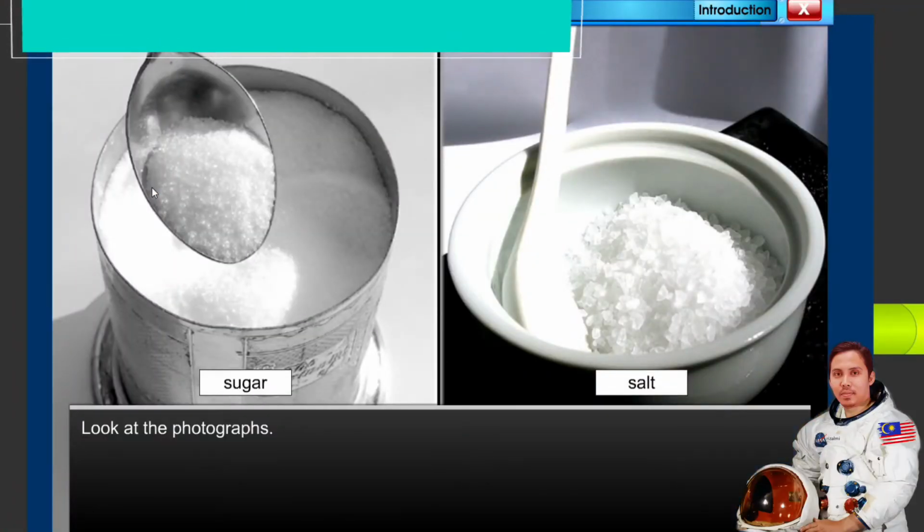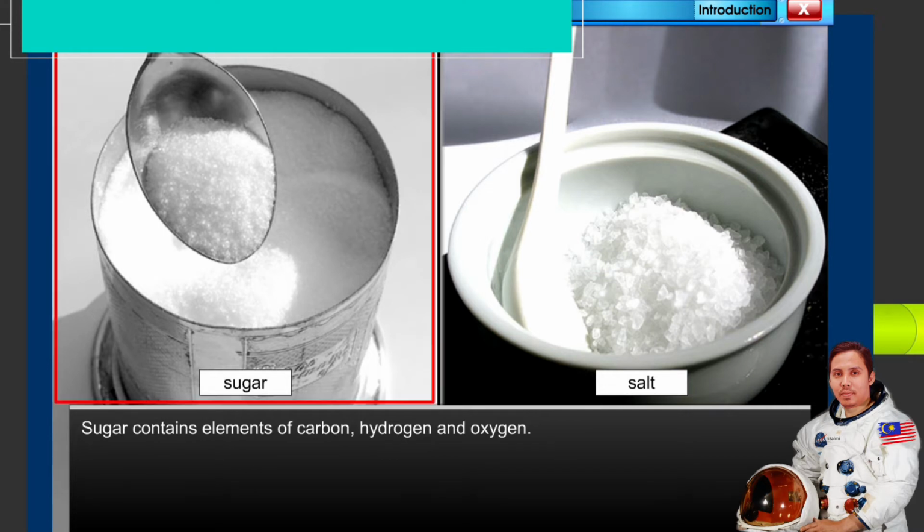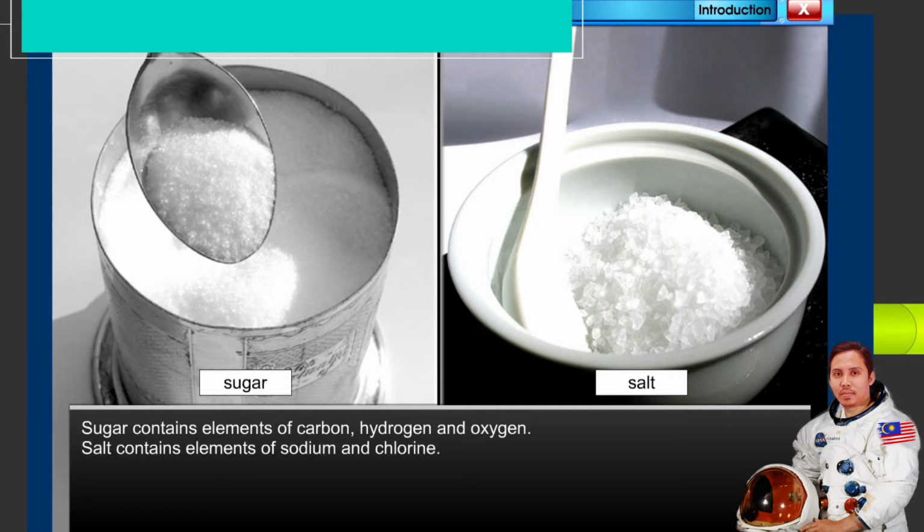Look at the photographs. What are the elements that make up these substances? Sugar contains elements of carbon, hydrogen, and oxygen. Salt contains elements of sodium and chlorine.